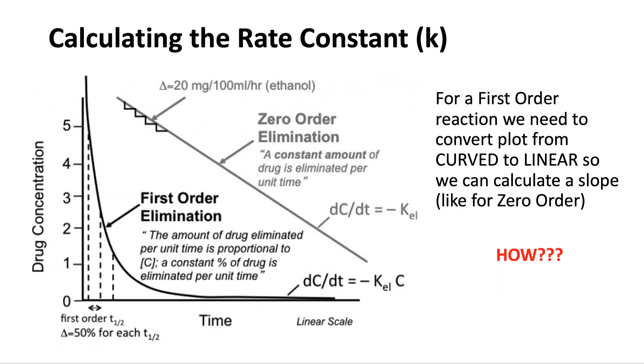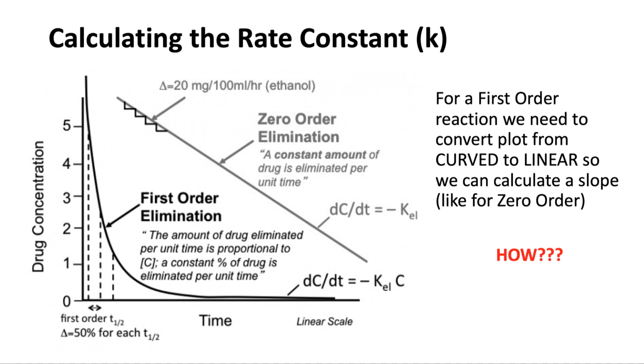So how do we determine K? Let me just say that this K we were talking about in general is often abbreviated as KEL, where EL stands for elimination, because as I mentioned before, we are talking about determining the rate of elimination. So this is the rate constant of elimination, which is KEL. And how do we determine it? Well, the answer is simply this: we need to be able to calculate the slope of the line of the change in drug concentration over time.